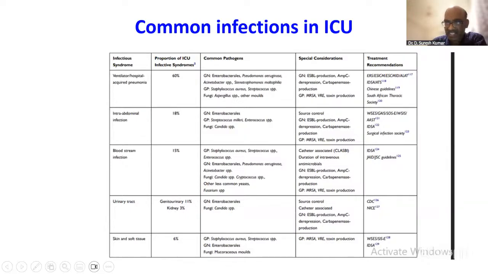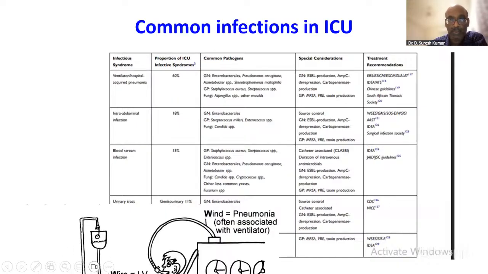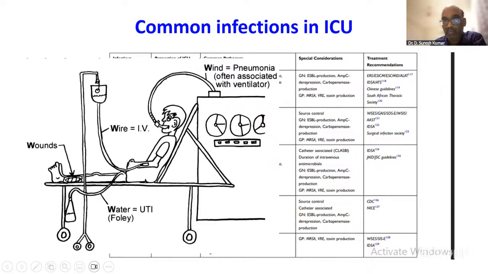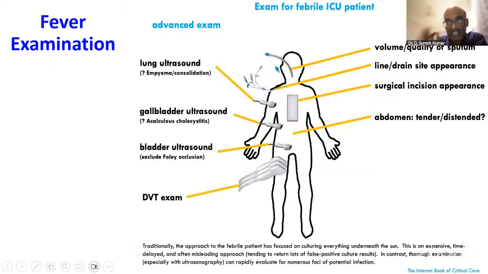I told the percentage, this is one of the data. Usually pneumonia is more common in ICU settings, and urinary tract infection is next, followed by it. So we usually put the four W's here: either pneumonia or wire. Wire means line-related things, or wound-related things, or water-related like urinary tract infections. Keep in mind, examination is most important.